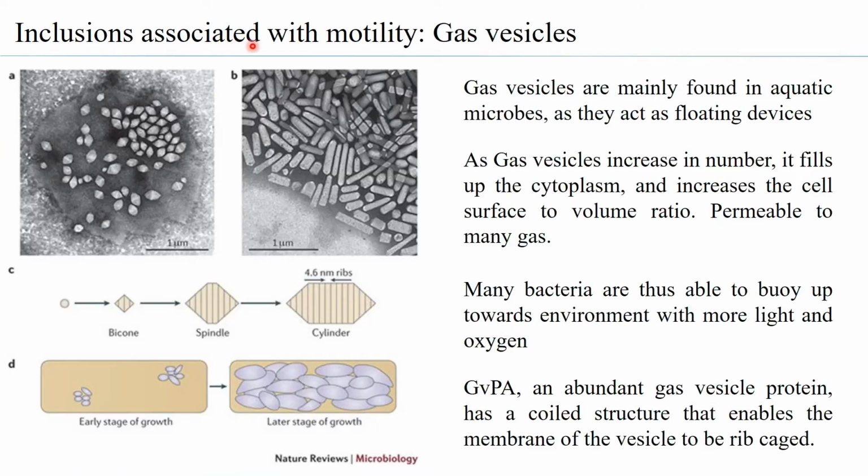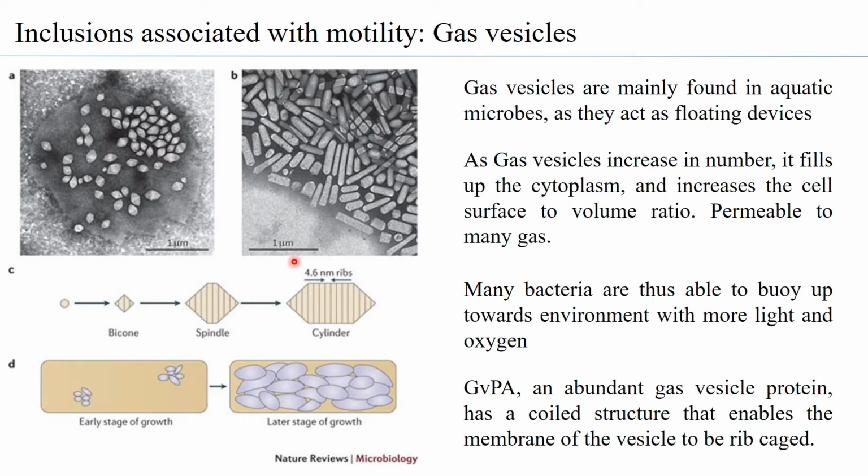Next, we go to inclusions that are associated with motility. Many bacteria have what are called gas vesicles present in them. As seen in this diagram, the gas vesicles that form initially are just small globules which eventually grow to form what is called a cylindrical structure. And in many bacteria, 90% of the entire bacterium is actually just the gas vesicles.